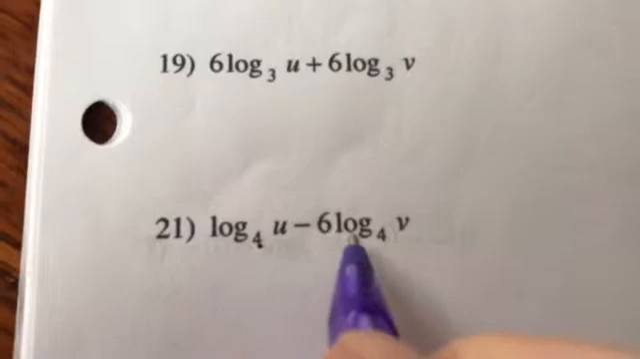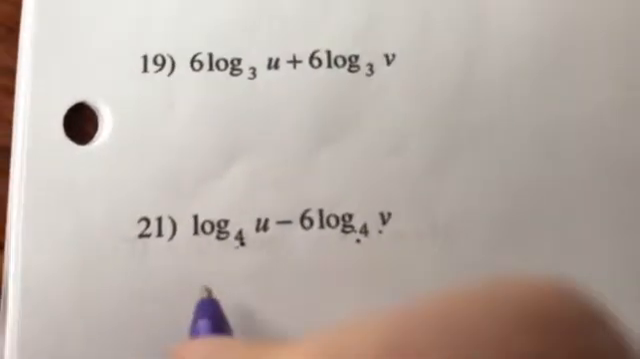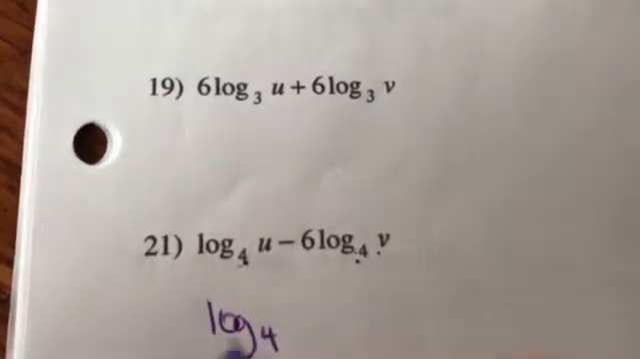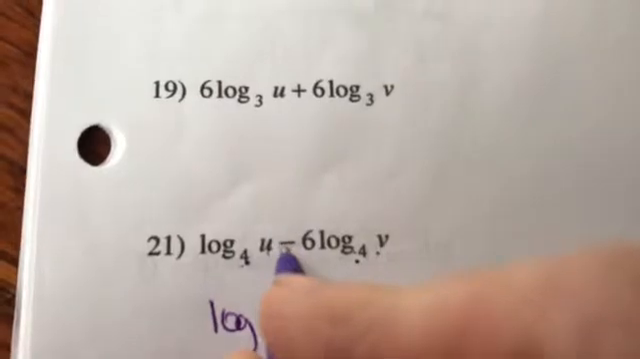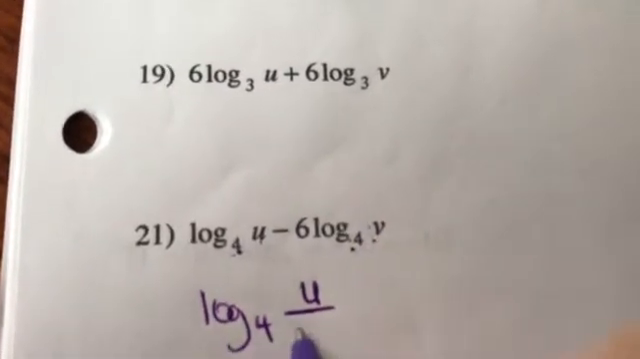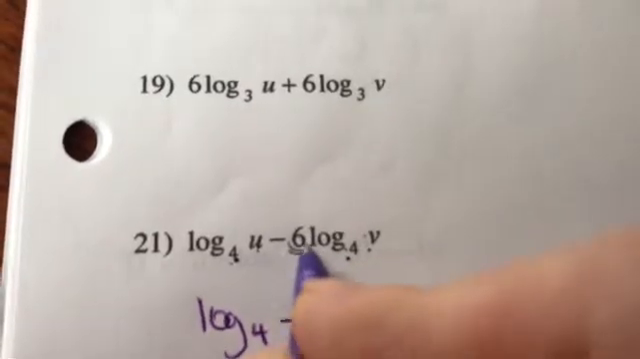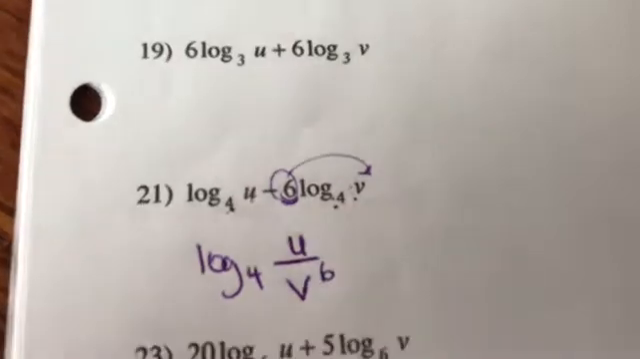Notice we have a base of 4. So you can only play the game if it's the same base. So I'm going to write the word log one time, and it's a base 4. My first value is a u. I'm subtracting, which means I know I would divide, and that's going to be v. And this guy, he's written right in front of the word log. That means he's going to swing up here, v to the 6th.